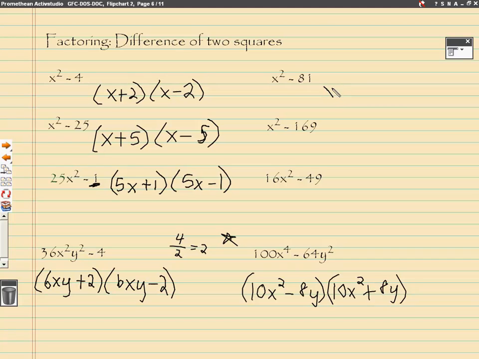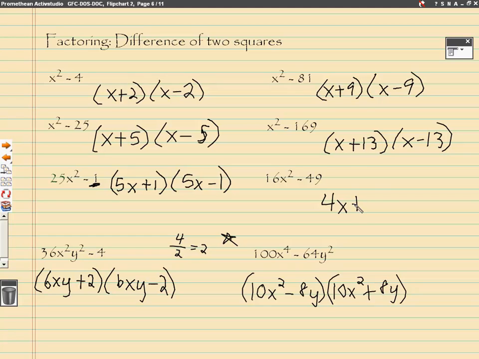This one is x plus 9 and x minus 9. This one is x plus 13 and x minus 13. And then the last one is 4x plus 7 and 4x minus 7.